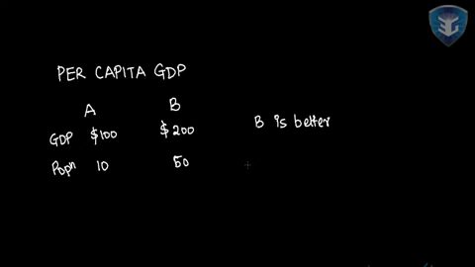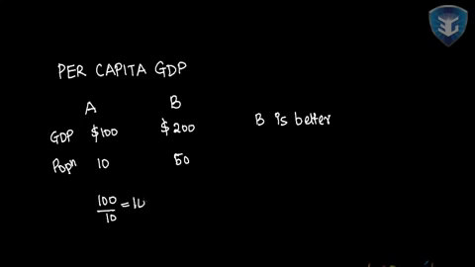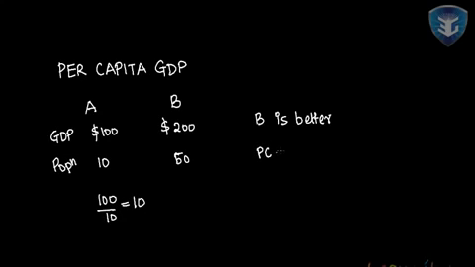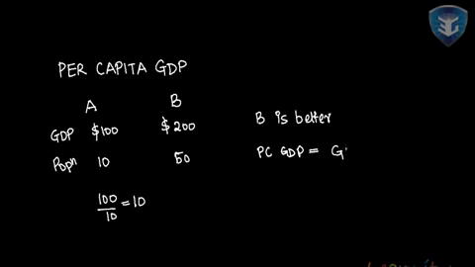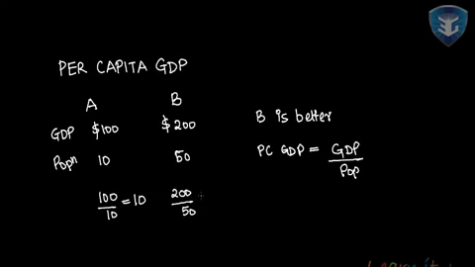Then what is the proportion of GDP which is being divided among these 10 individuals? Every individual is getting 10 units of GDP in country A. So per capita GDP, that is GDP upon population, in country A is 10, while in country B it is 4. Now which country do you think is better? Country A or country B?